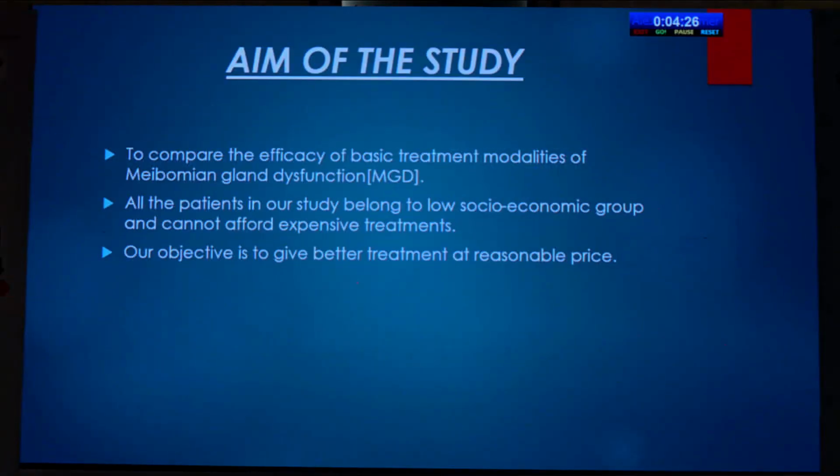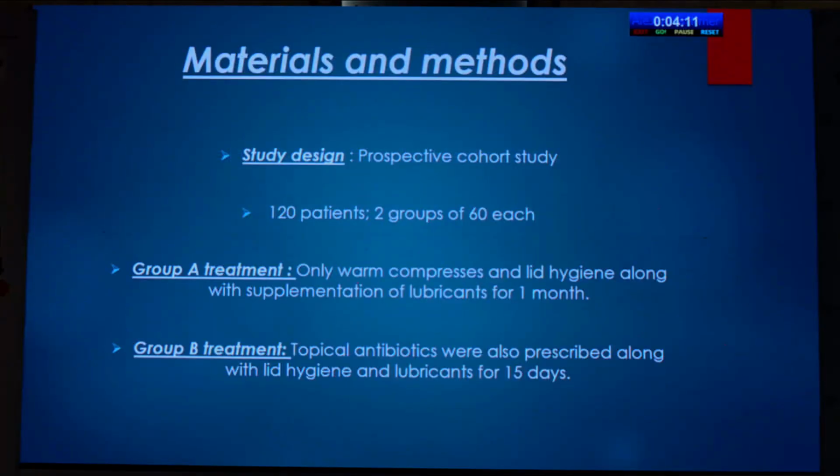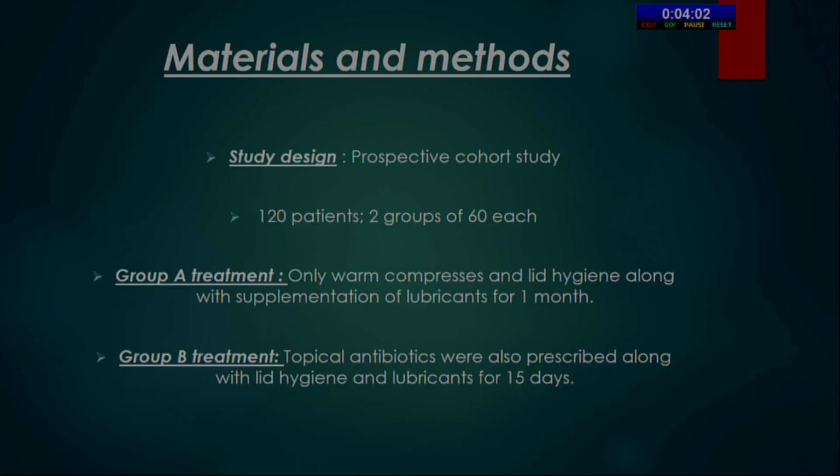This will result in tear film abnormalities, ocular surface inflammation or irritation, or ocular surface diseases. The aim of our study is to compare the efficacy of basic treatment modalities of meibomian gland dysfunction. All the patients in our study belong to lower socioeconomic group and cannot afford expensive treatments. Our objective is to give better treatment at reasonable price. So it's a prospective cohort study with 120 patients, 2 groups of 60 each. In the first group, we have given only warm compresses and lid hygiene along with supplementation of lubricants for 1 month. Whereas in group B, along with these, topical antibiotics were also included.